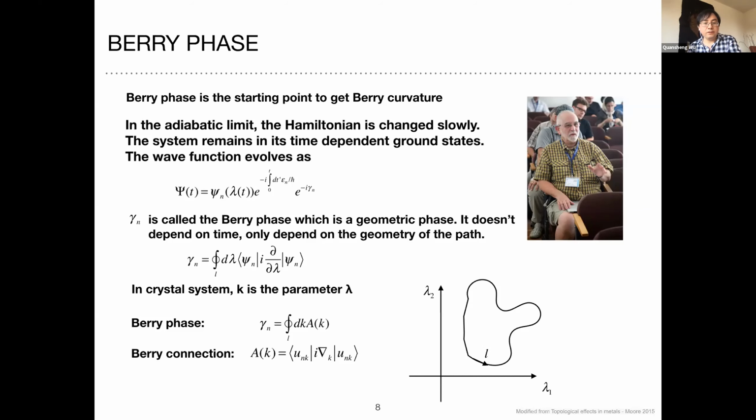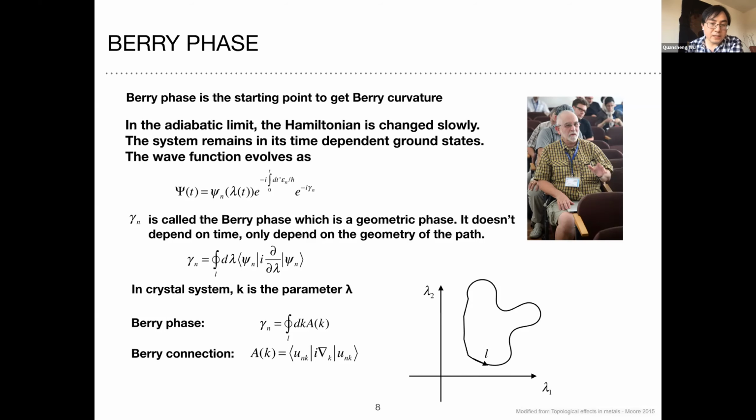It is defined like this. For example, let's consider a closed path like this one. This is a closed path, and the Berry phase for this closed path is a closed integral of this quantity. This quantity is called the Berry connection. Okay.